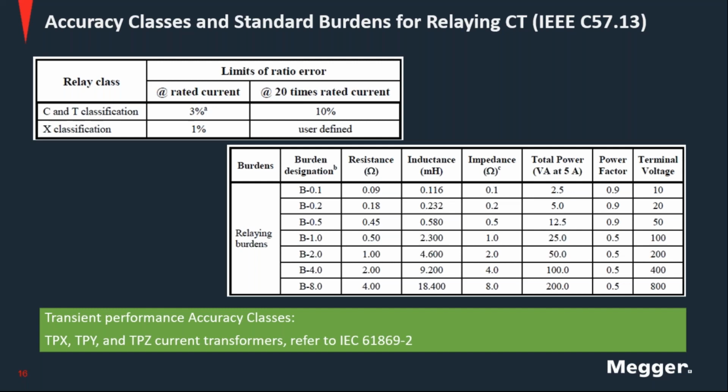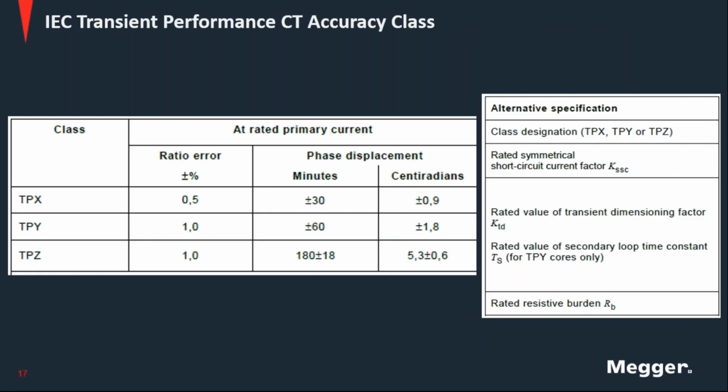And not to go into many details, but these are the tables from the IEC standard for these CTs for transient performance. So there are 3 classes, and they have a kind of high accuracy, 0.5 or 1% compared to regular protection CTs. You can also see here the maximum allowed phase deviation. And these CTs are built for transient conditions.